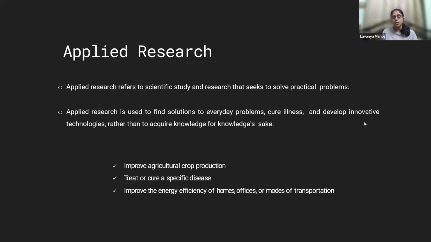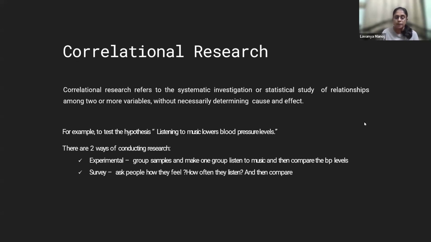And improving the energy efficiency of homes and offices, obviously, we are cutting down the fuel consumption, fossil fuel consumption, and we are going for solar powered energy, everything. So obviously, that improves the economy of any country. Clear? So this is the applied research, finding the solution to day-to-day problems or practical problems.